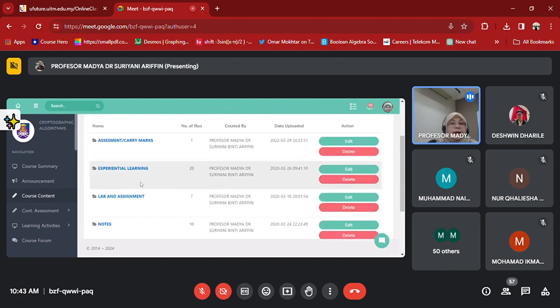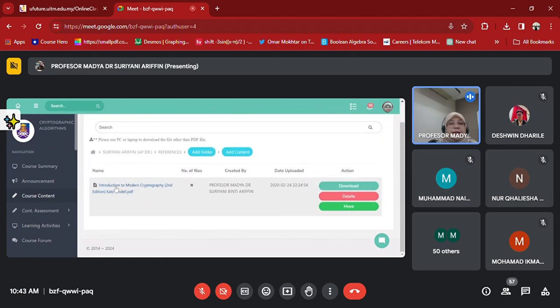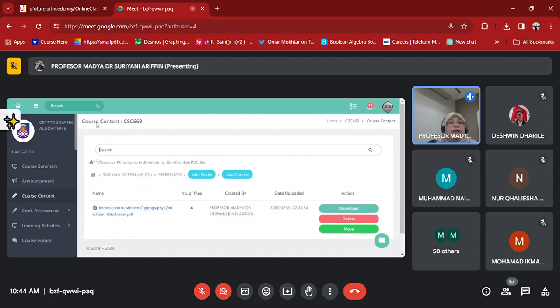Okay, and also you can extract the list of references. These are the books that I mentioned, the main reference text. Then you can also use the internet.